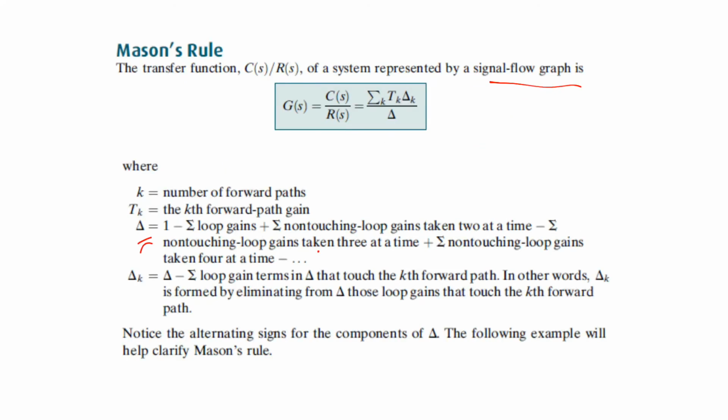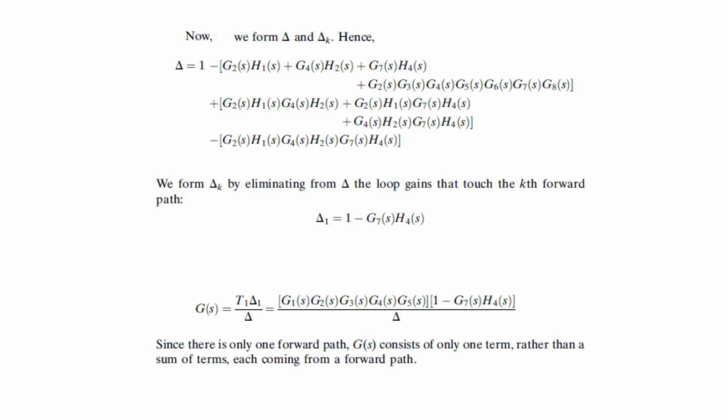Now first we calculate the delta. Delta is equal to 1 minus summation of loop gains, plus summation of non-touching loops taken 2 at a time, then minus non-touching loops taken 3 at a time. So it can be written as 1 minus summation of loop gains, plus summation of the gains taken 2 at a time, and then minus summation of the gains taken 3 at a time.